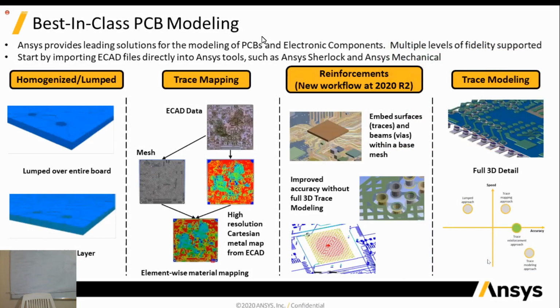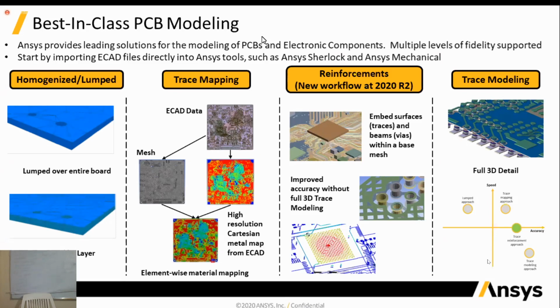Okay. So best-in-class modeling methods. We have different methods for you to understand the physics of your model or the performance. We have very simple modeling methods like the homogenized or lumped model approach, where you can just use a unified layer, define some approximate properties and do a simulation. Or if you wish to do a more detailed analysis, we can also import traces from your ECAD file. So you can import the copper traces, the small traces, even less than, in terms of the element size, maybe in mm or in micrometers.